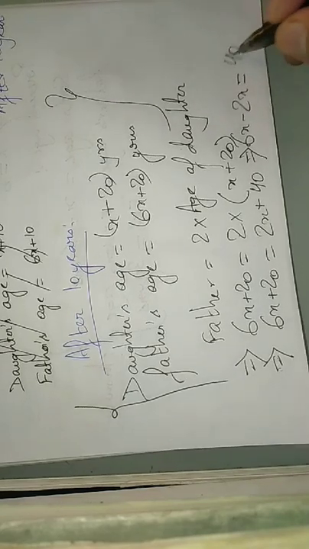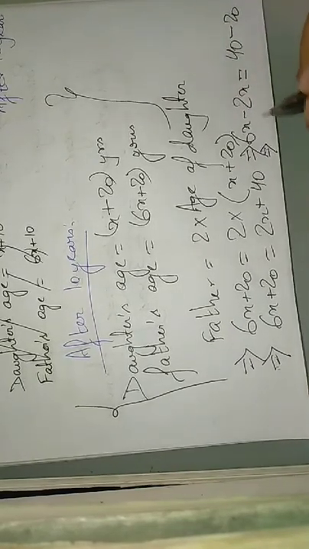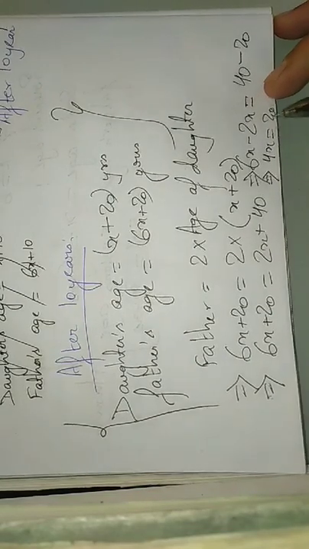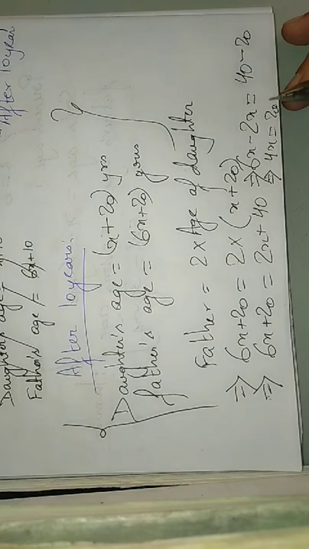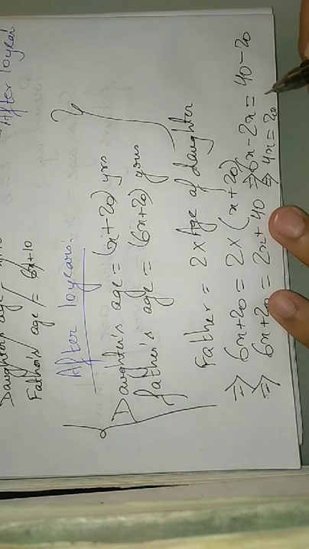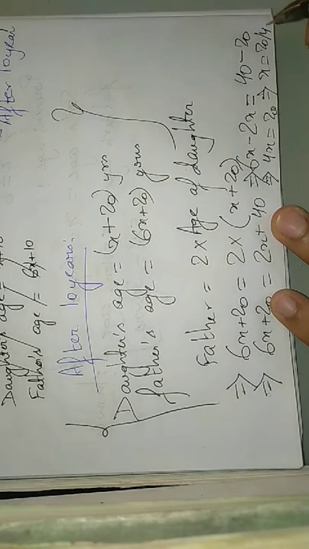40 was already there on the right hand side, right? From here again this 20 will come. This 20, the transposition will happen over here. This is positive, this will become negative. So 40 minus 20 is 20, which implies that 6x minus 2x is 4x is equal to 20. Again, this means that a into x is equal to b, which we have done, right? So your x value will be b by a, correct? x value will be 20 by 4, which is 5. You got x as 5.